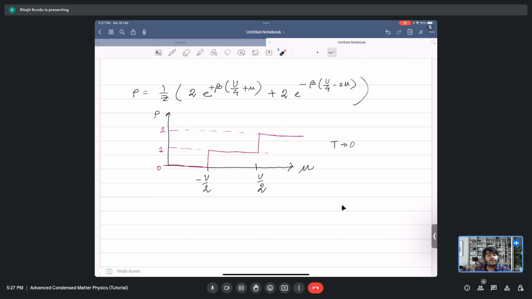Then I again increase the chemical potential, but I see that nothing is changing. The density, the occupation, is not changing at all. But then again at a certain energy, U by 2, I can put another particle, so that the total occupation becomes 2.